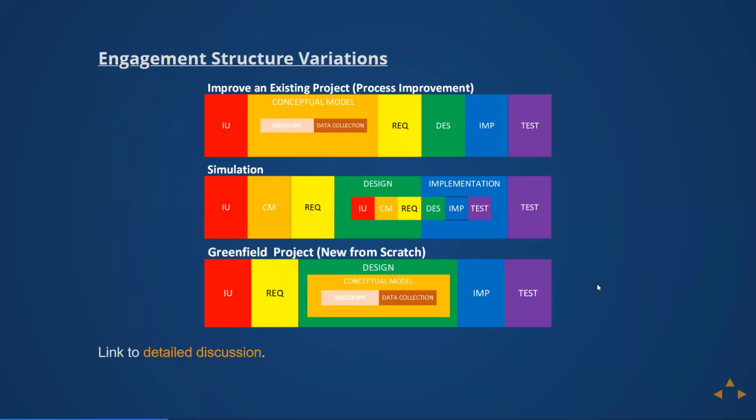And then there were some more contexts. If you're going to improve a current process, you more or less do it like waterfall with your discovery and data collection embedded in the conceptual model. If you're doing a simulation not as the end goal, but as part of the design to help you design your project and maybe implement it, that's a separate sub-project within the larger overall project. And if you're starting a new project from scratch, the conceptual model is actually embedded in the design because there is no initial system to build a conceptual model of.